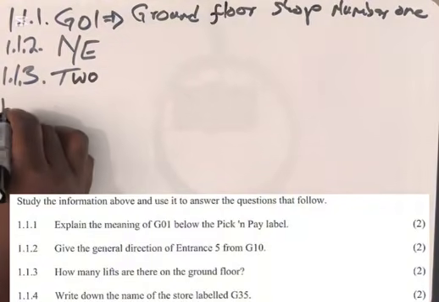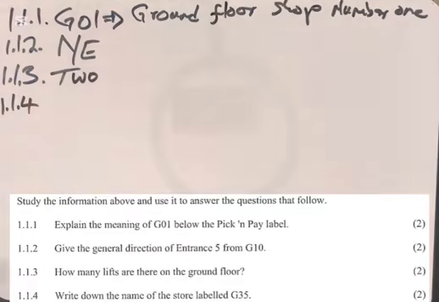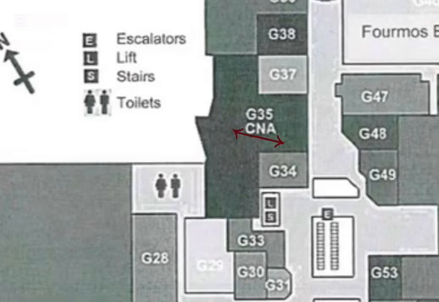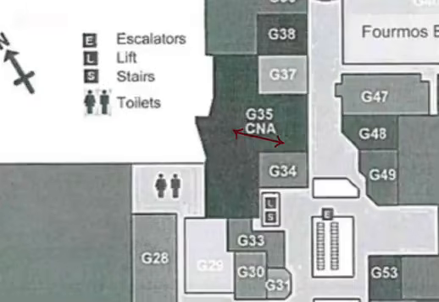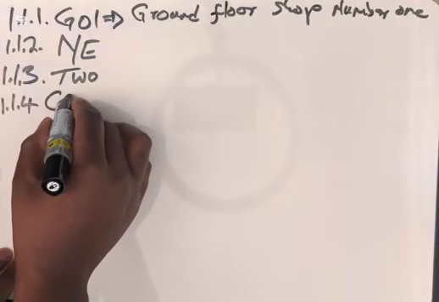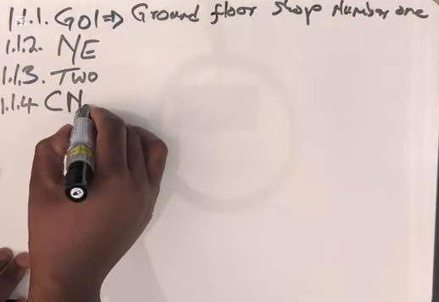We move to 1.1.4. Write down the name of the store labeled G35. When we go to G35, we can see that we have the CNA there. That is the name of the shop. CNA.